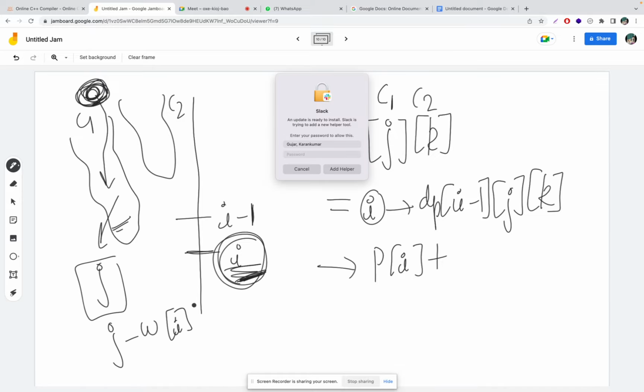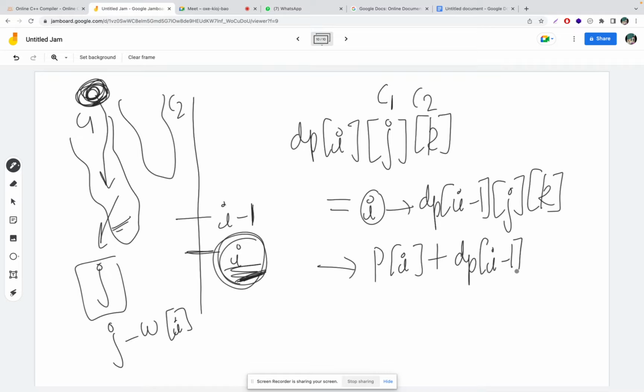We are putting this one item in the C1 bag. Yes or no? So what was the capacity of the C1 bag? Currently we are considering it as J, right? Now if you put this item in here, the capacity will reduce from J to J minus W of I. Yes or no? So the state will be DP of I minus 1, J minus W of I, then K, which remains the same.